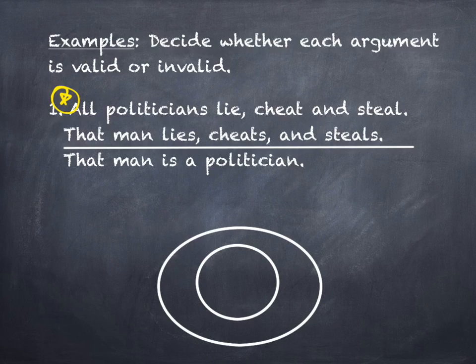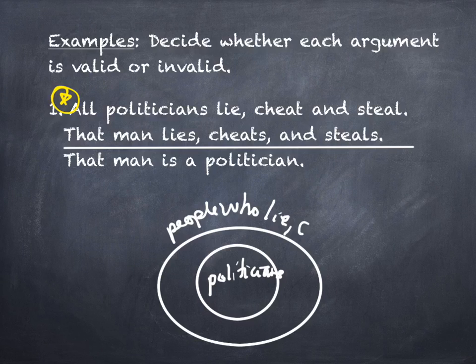What is the inside circle going to be? That's the politicians. Okay? So this is politicians. What's my outside circle going to be? Okay, people who lie, cheat, and steal. All right, there's my people who lie, cheat, and steal.